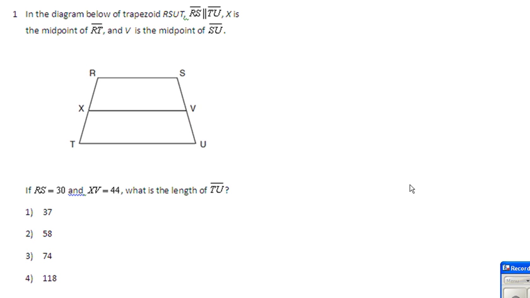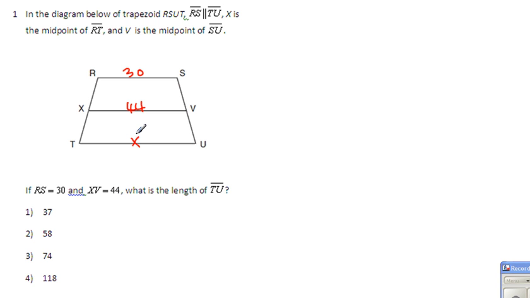Hello class. So this is the review of the revised review sheet, or solutions to the revised review sheet. All right, let us look into this one together. So here we have RS is equal to 30, and then XD is equal to 44. We are looking for the bottom line right here.